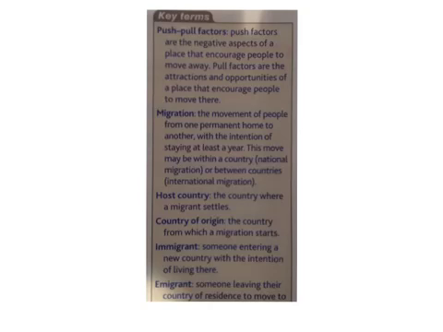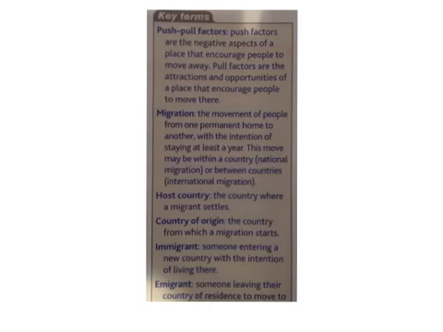Migration is the movement of people from one permanent home to another, and as it says on the definition here, with the intention of staying at least a year. And the move can be within a country, so from one place to another, so national migration. So say you moved from Darlington to Blackpool, that would be an example of national migration because you're moving within the same country. Or you can move between countries, so you can move from England and you might decide to move to France. That would be an example of international migration.